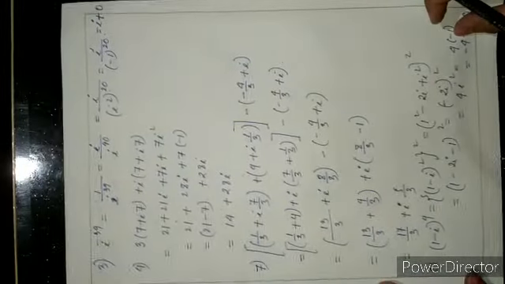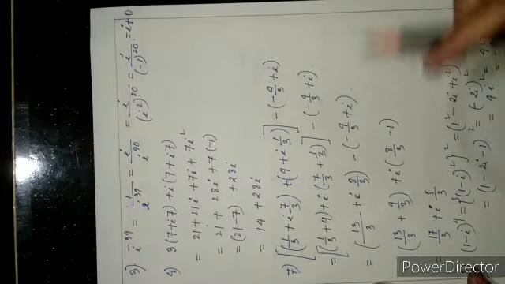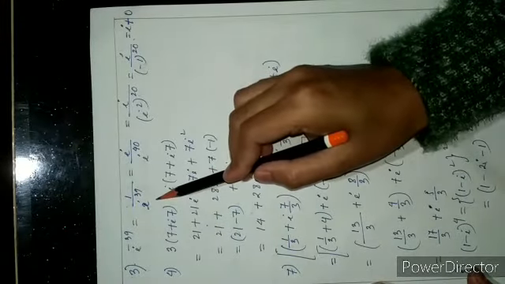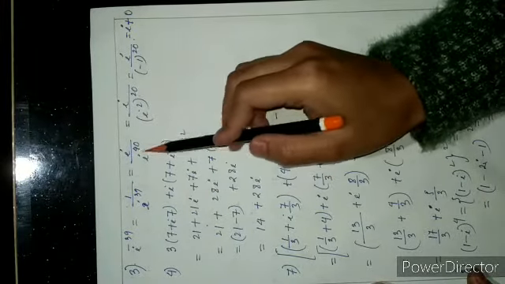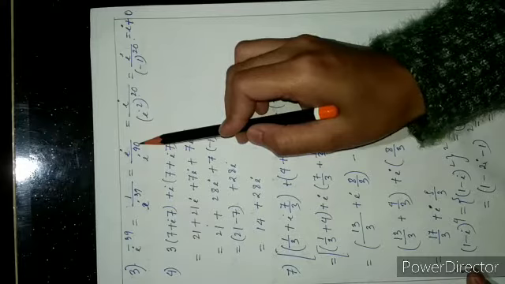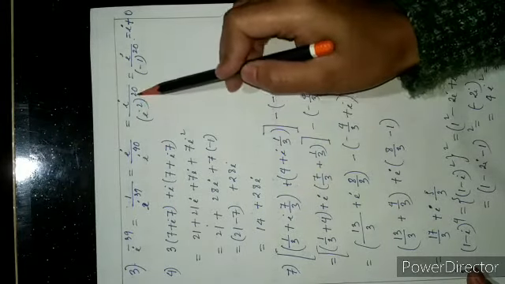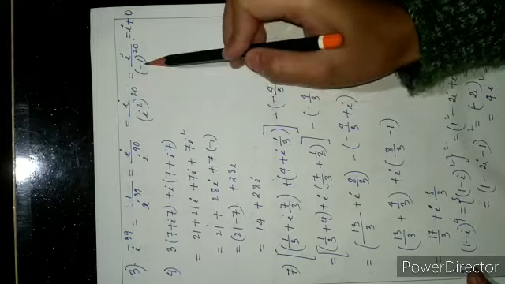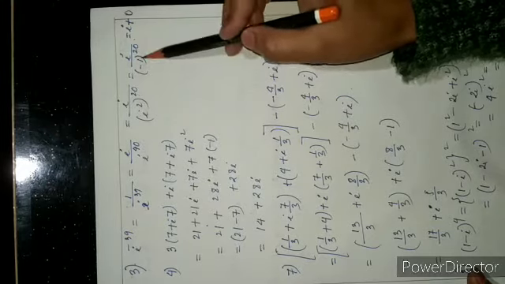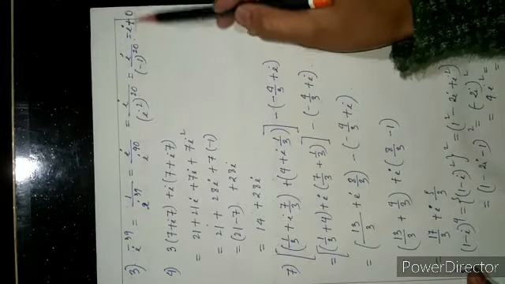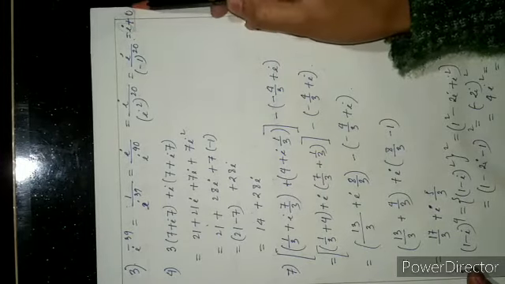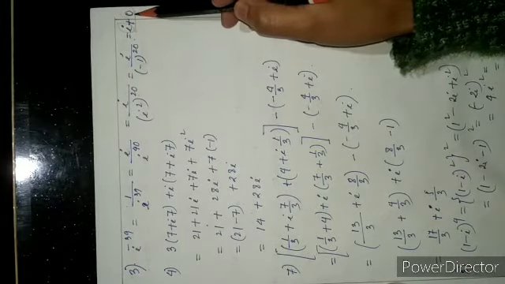Next question, question number 3. I to the power minus 39. It can be expressed as 1 by I to the power 39. Then multiply denominator and numerator by I: I divided by I to the power 40. Since this 40 can be expressed as 2 into 20, I divided by I square to the power 20, that is minus 1 to the power 20. Minus 1 to the power 20 is plus 1. I divided by plus 1 is equal to I. Then express this I in the form of a plus ib. So imaginary part is 1 and real part is 0.